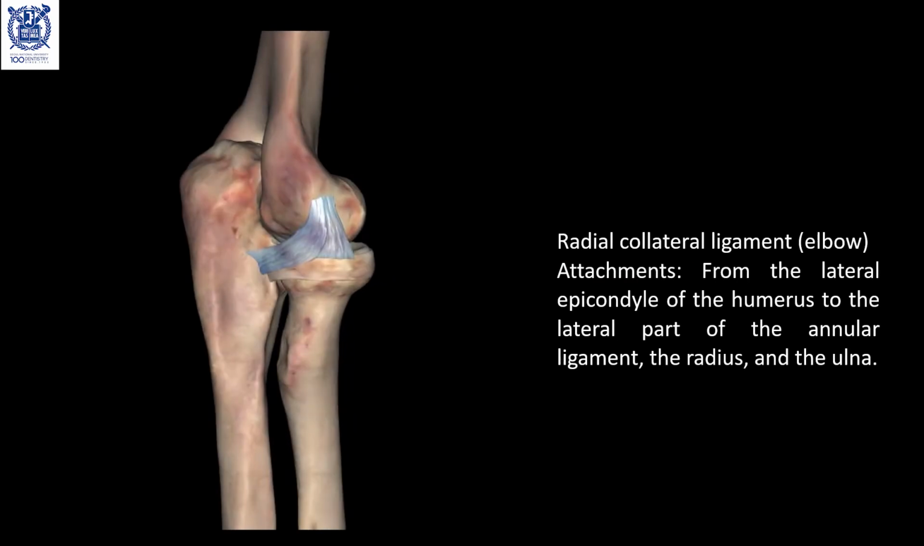Let's move on to elbow region. Radial collateral ligament. It is attached from the lateral upper condyle of the humerus to the lateral part of the annular ligament, the radius, and the ulna.